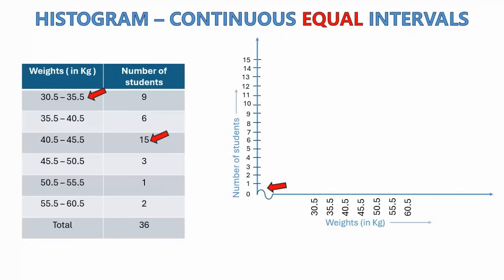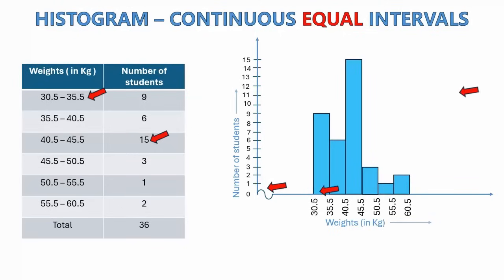9 students fall under the 30.5 to 35.5 kg range. 6 students fall under the 35.5 to 40.5 kgs range. 15 students fall under the 40.5 to 45.5 kg range, and so on. Note, 1 unit on the x-axis is 5 kgs. Also note, the area of the bar represents the number of students falling in that category.